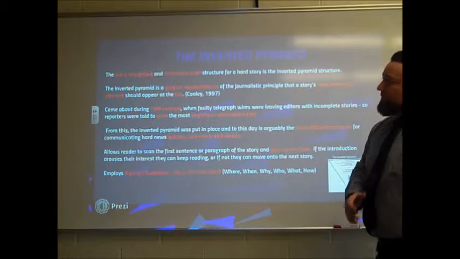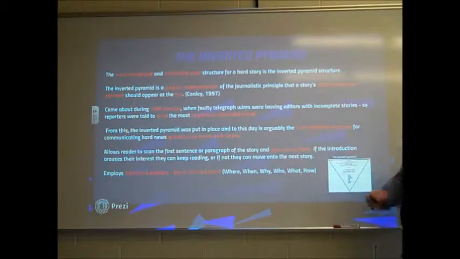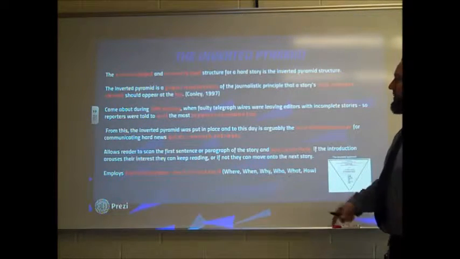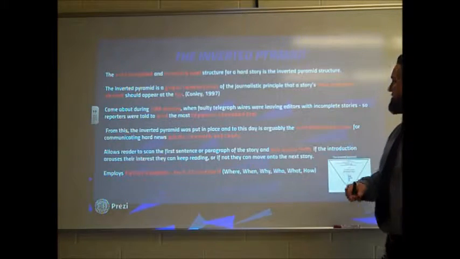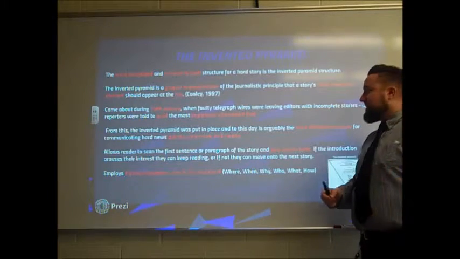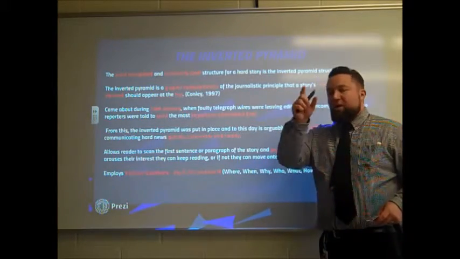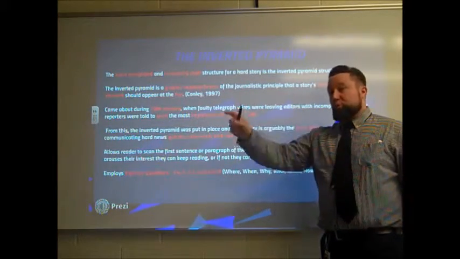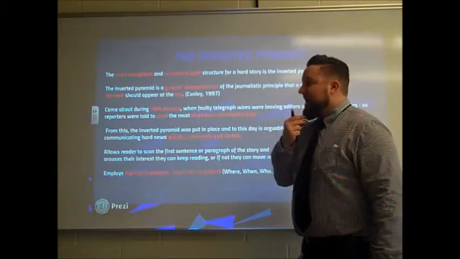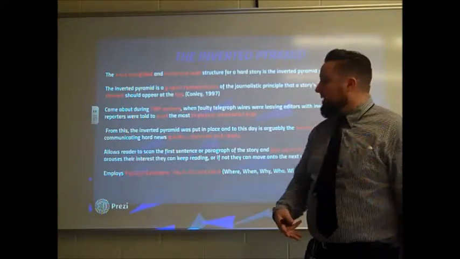And here we are, the inverted pyramid. The most recognized and commonly used structure for a hard news story is the inverted pyramid, right? "The inverted pyramid is a graphic representation of the journalistic principle that a story's most important element should appear at the top." Here's my man Connolly again in 97, right? So basically what he's saying is that the most important information in the article should appear first, the most newsworthy. That way your readers, your consumers of news, can skip through the different parts, read through the beginning and get the most important information, right?